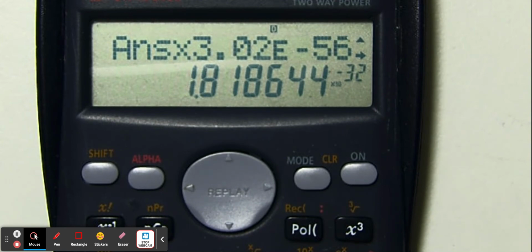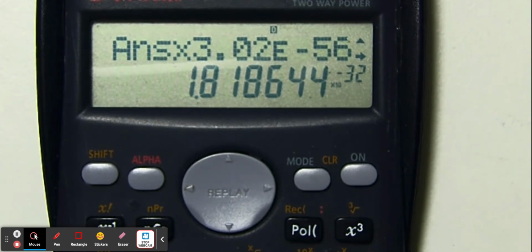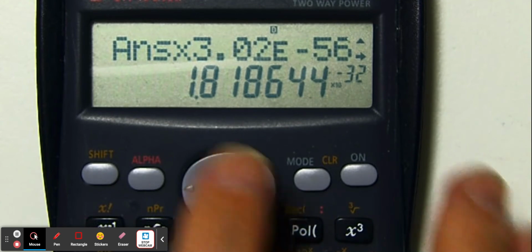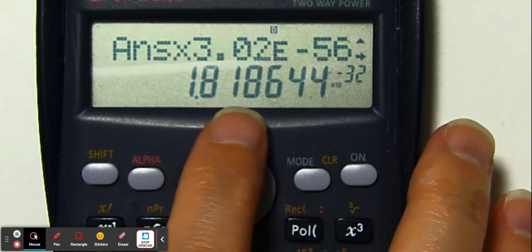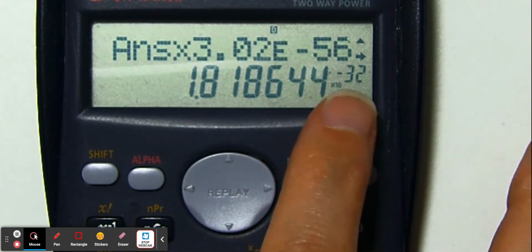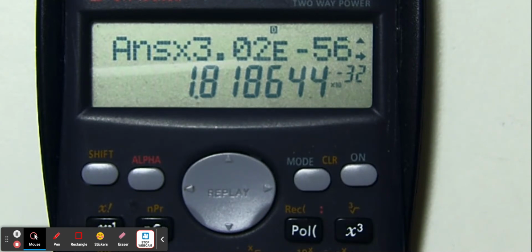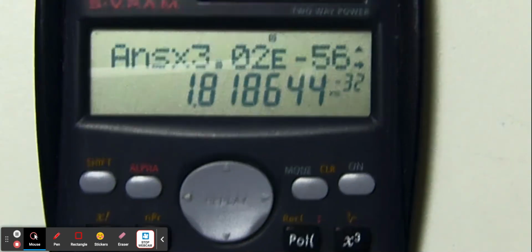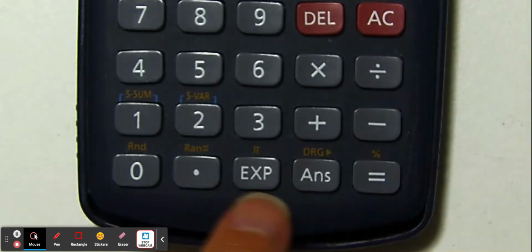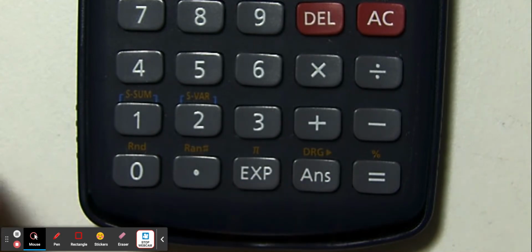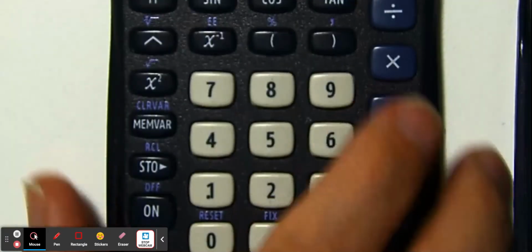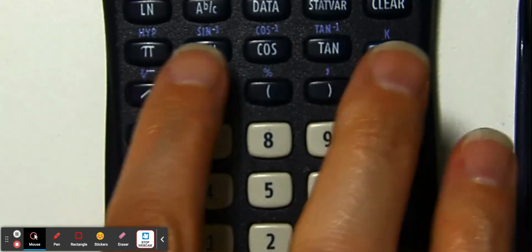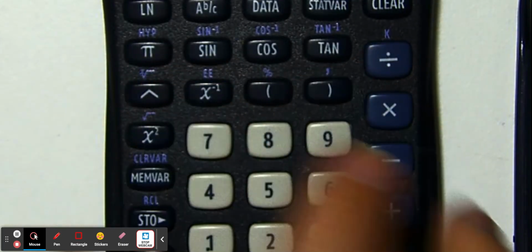Or 32. Oh, I miscalculated, 32. So it's 1.818644 times 10 to the negative 32. So that's how you use scientific notation on this particular calculator. Some calculators will have an EXP button, so I wanted to show you this. Some calculators, as I showed before, will have your EE button right there.